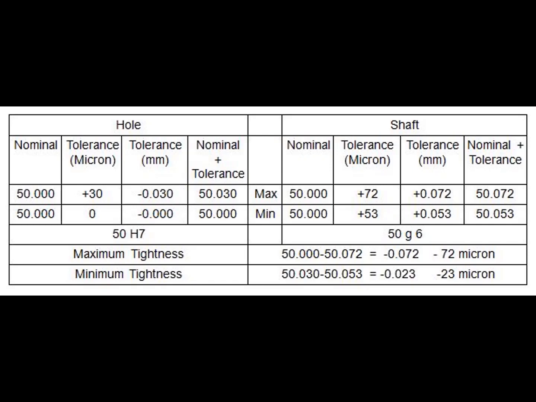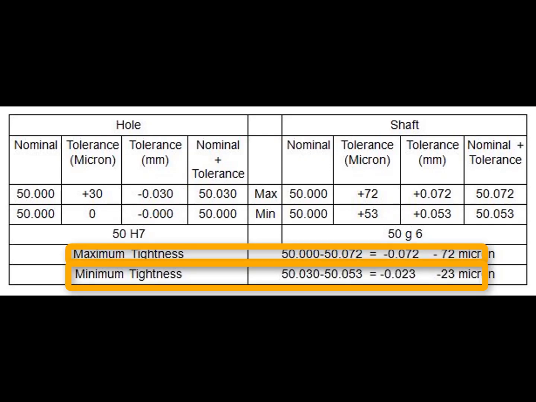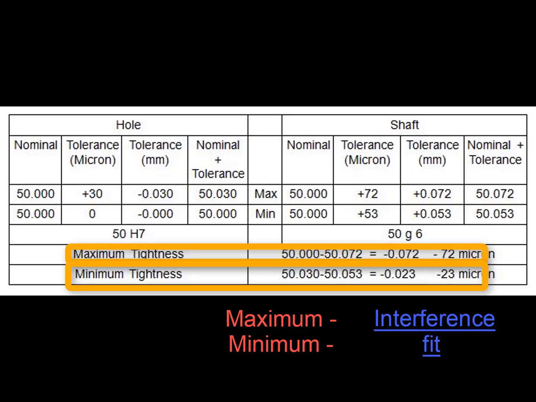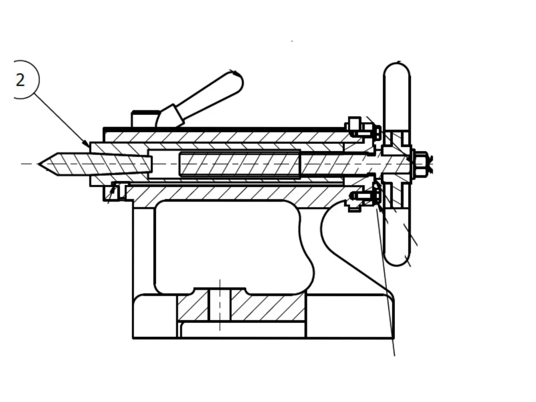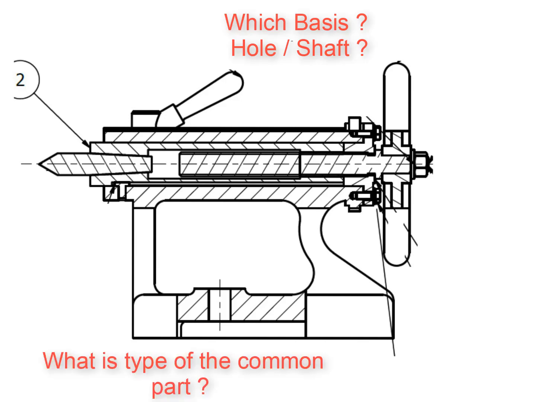If we create the table and make the necessary calculations, both tightness values are negative. We generate a tight connection. In the examples given, we used different tolerance systems, hole basis or shaft basis. So how do we decide the system basis? There are two situations, but we first look for what is the type of the common part, or the cost of which part is critical to us.